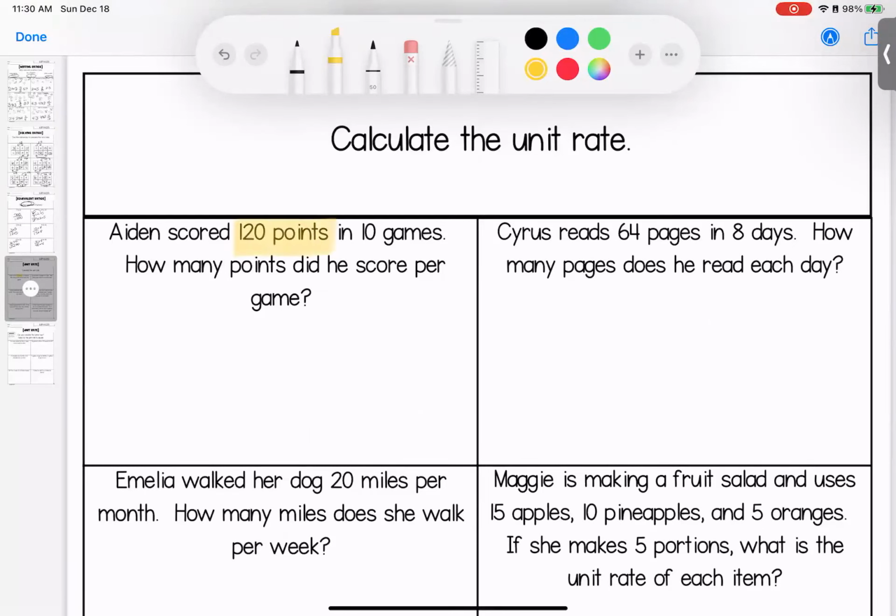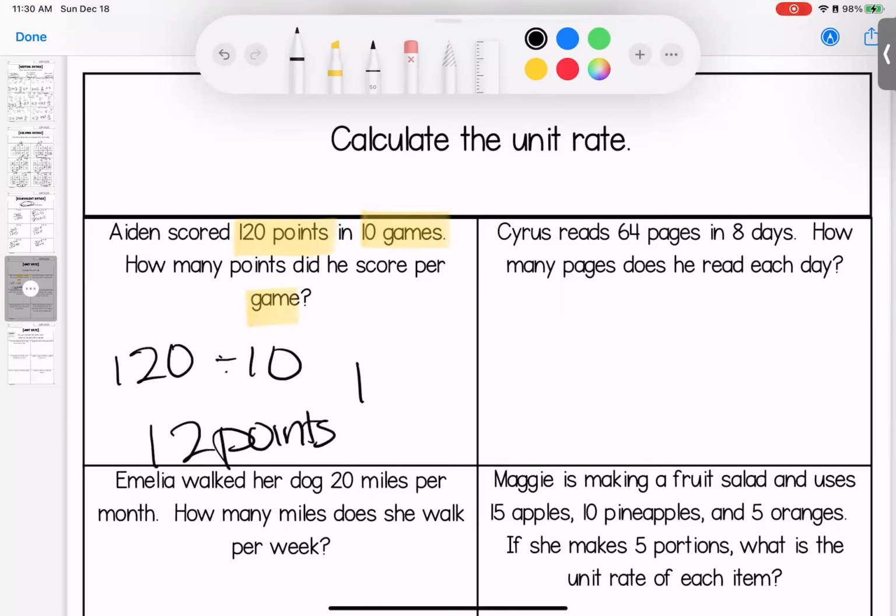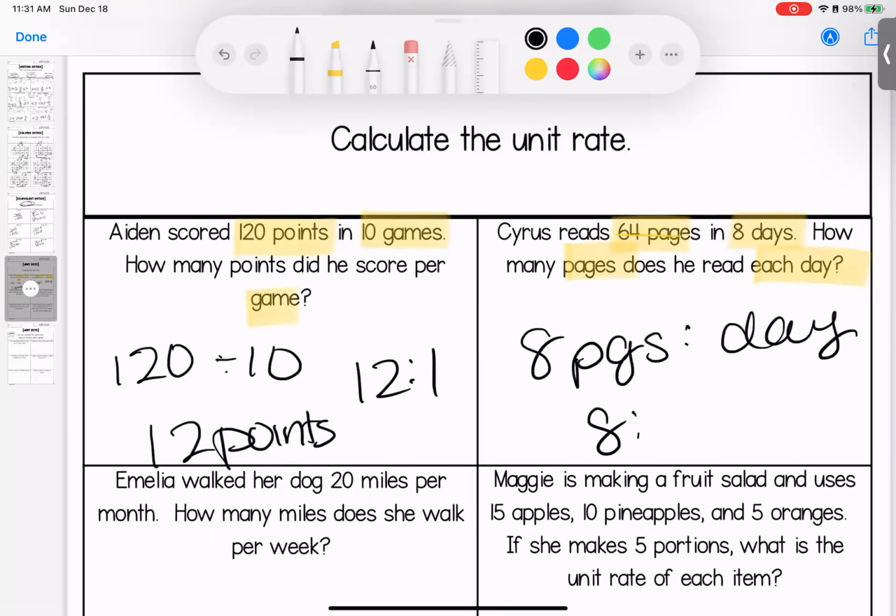We see that there was 120 points scored in 10 games, and we're looking for the points scored per game. So for this one, we would have to do 120 divided by the 10 games. We would get 12 points per game, or we could say a 12-to-1 ratio for points per game, okay? Cyrus reads 64 pages in 8 days, and I want to know how many pages he reads a day. For this one, we would do 64 and 8. We would get 8 pages per day. We're an 8-to-1 unit rate, 8-to-1 ratio.